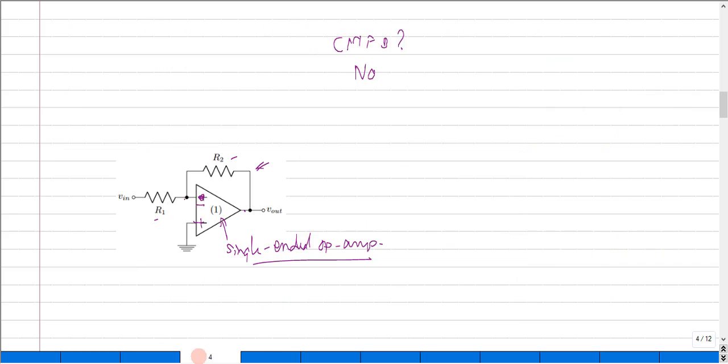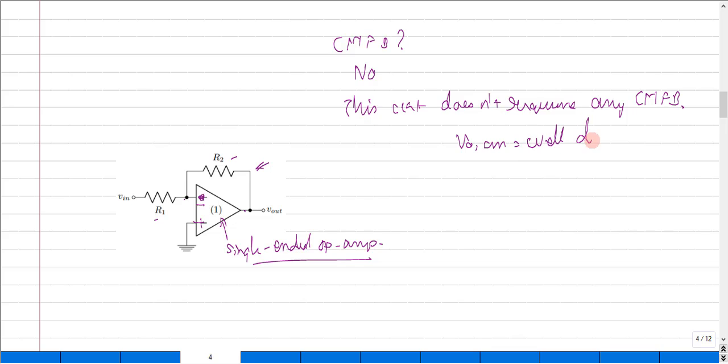Now, as I stated, the feedback that we have drawn is not a common mode feedback, and this circuit doesn't require any common mode feedback, because the common mode signal VOCM is well defined. It is well defined and not required, and we don't want any kind of feedback to redefine this common mode voltage.